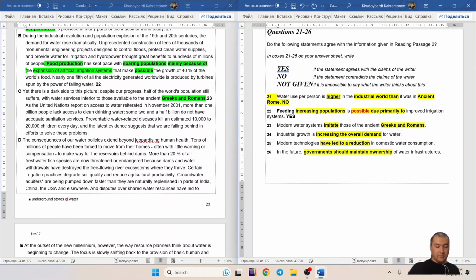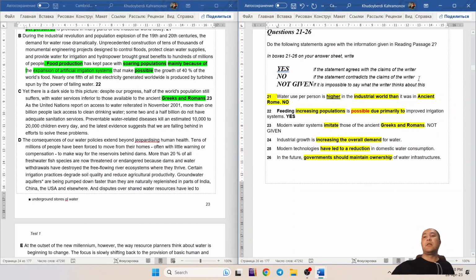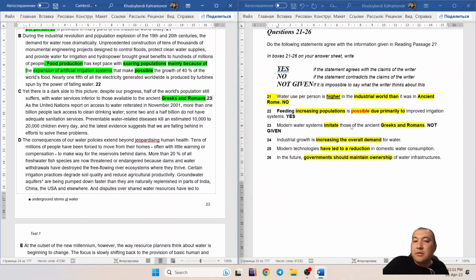However, we couldn't find it, which means not given, because there is no such information here. We didn't have any evidence to prove whether it is false, or yes, or no. That's why we have to put a not given mark here, because there could be Greeks and Romans, but it doesn't mean modern systems are imitating or trying imitation. There is no such information. That's why we have to put a not given mark here.